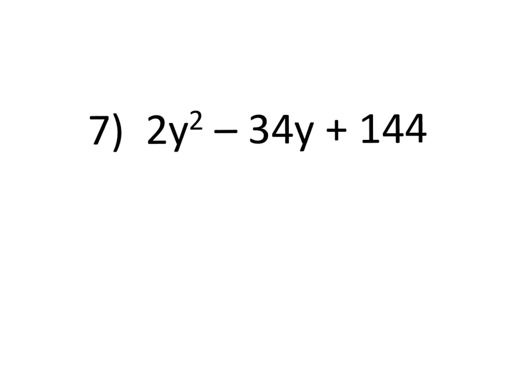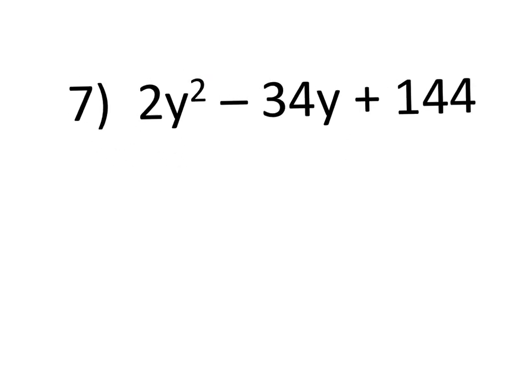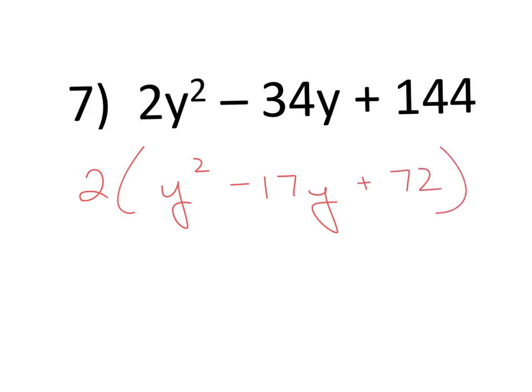All right, so now we really got to think here on this one. Reminder, you do not know what to do when there's a number out front yet. So if you see in this lesson a number out front for right now, you need to pull a GCF. So you're going to go ahead and pull a 2 out. Always pull your GCF first. I'm going to get y squared minus 17y plus 72.